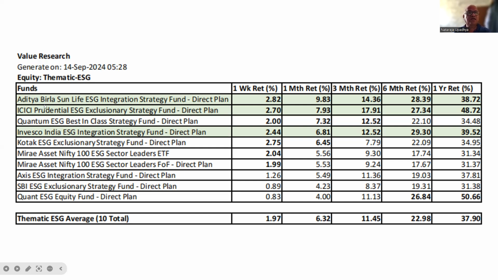The ones in green: Aditya Birla Sun Life ESG Integration Strategy Fund, 9.83 for the month, 38.72 for the year. ICICI Prudential ESG Exclusionary Strategy Fund, 7.93 for the month, 48.72 for the year. UNESCO India ESG Integration Strategy Fund, 6.81 for the month and 39.52 for the year. Not much to talk about.